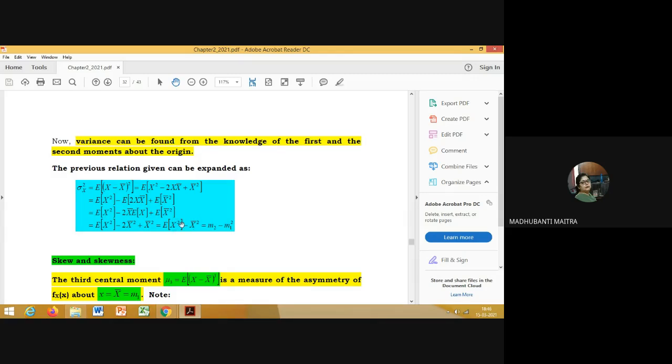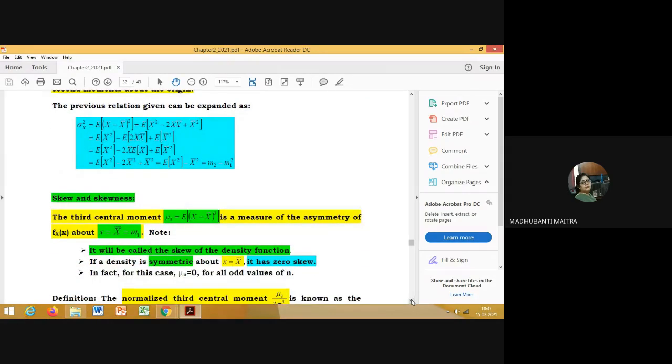So this is the second moment about the origin, so we can write it as m2, and we know that x bar is the first moment about the origin, so x bar square will be m1 square. So the variance sigma x square, or the second central moment, can be expressed as the second moment about the origin minus the square of the first moment about origin.